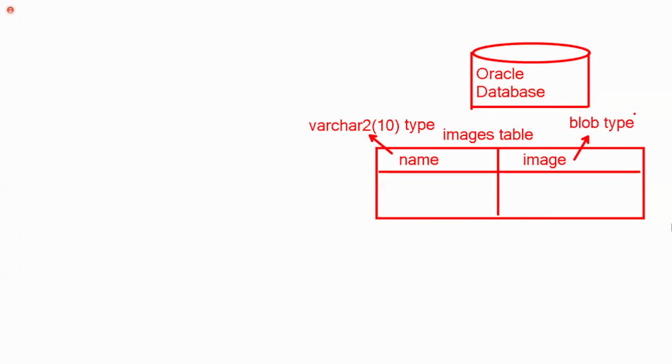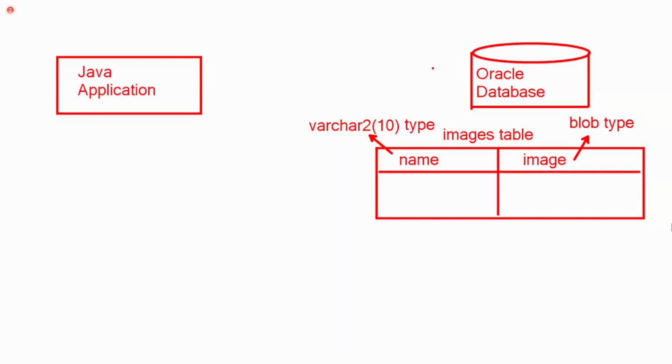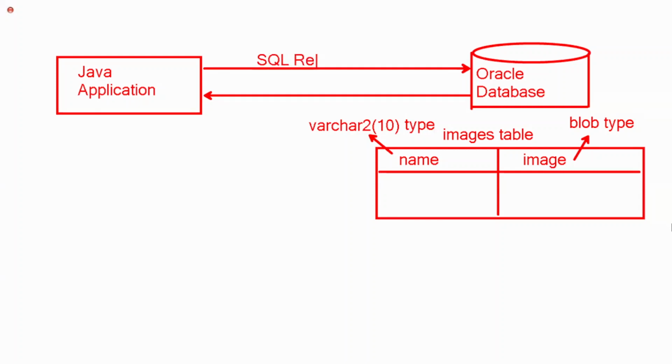Blob type. Okay. Through a Java application, I'll send one SQL query to insert a record and will get a SQL response. This request is called a SQL request, and this response is called a SQL response. Now, what query do we have to write to insert a record? Insert into images values. What do you have to write?